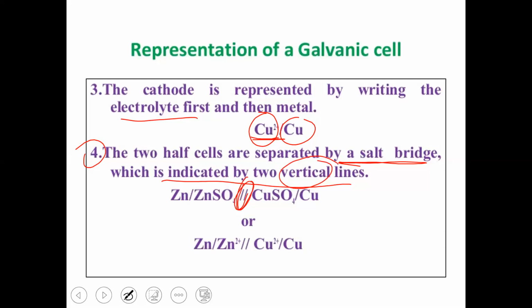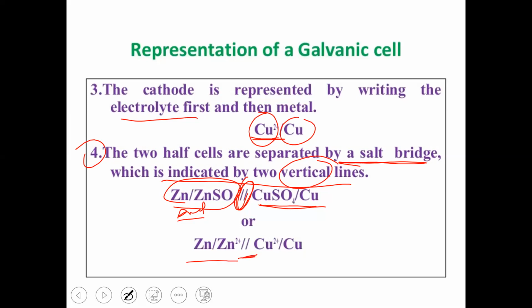On the left hand side of the salt bridge, we are writing the anode of the cell reaction. On the right side of the salt bridge, we are writing the cathode of the cell reaction. Here zinc acts as the anode, so we write the zinc half cell reaction on the left hand side of the salt bridge, that is zinc sulfate. On the right hand side, we write the cathode half cell reaction, that is copper sulfate by copper. Or we can write Zn2+.